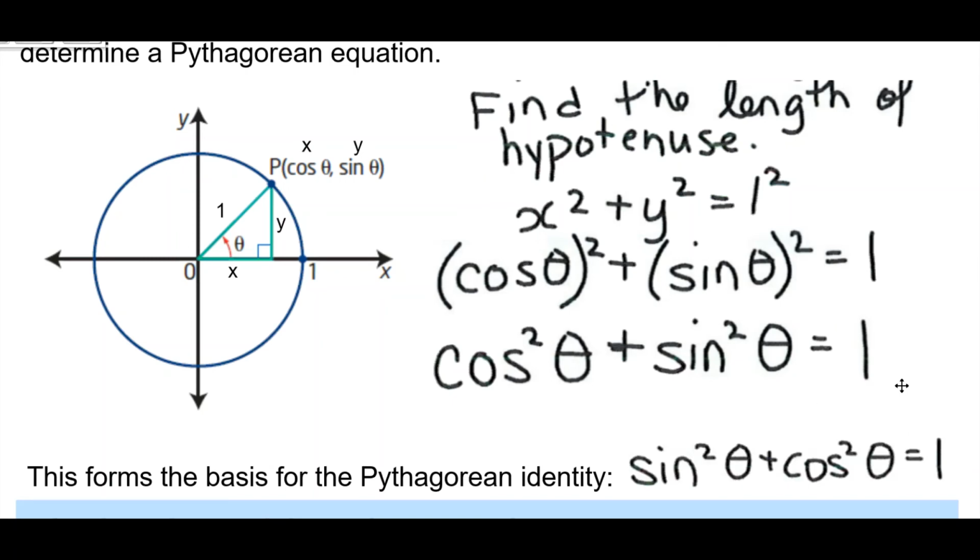Now, I rewrite it with sine squared first because typically we think about it in terms of SOHCAHTOA, where sine is first. It's typically the first one that we learn. Although because it is addition, the order doesn't actually matter. So really this one or this one, they mean the same thing. This just tends to be the way that we write it more often.